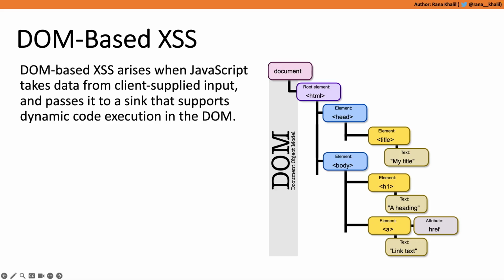The way it works is when you load a web page, the browser takes the HTML of the application and converts it to the DOM, and then any JavaScript in the application can access the DOM to dynamically change elements within the HTML document.